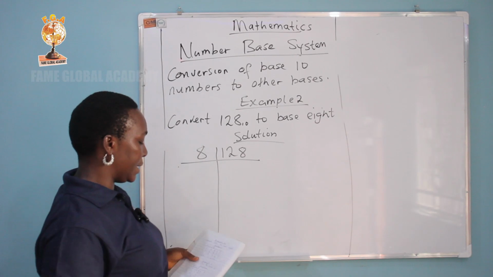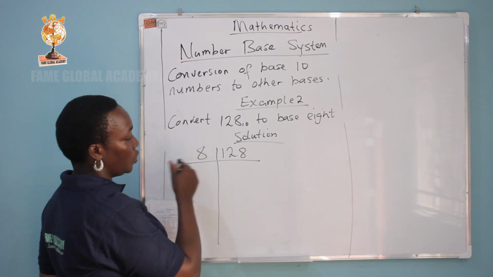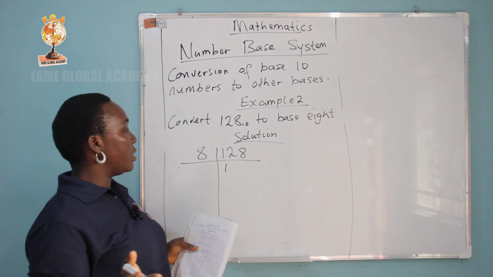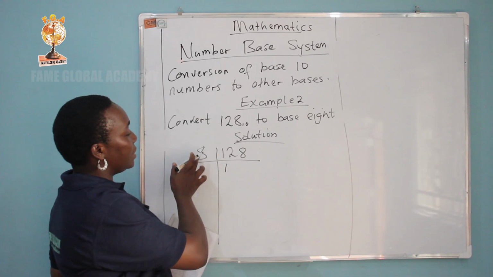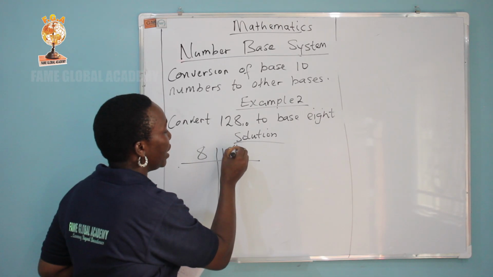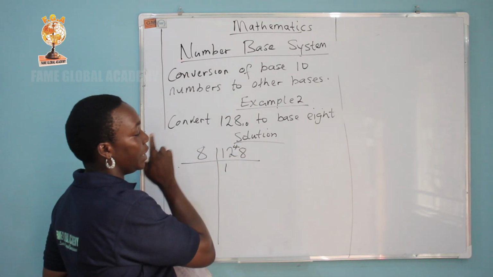128 divided by 8. First of all, take 12. 12 divided by 8 will give us 1. Remember, when you subtract, 1 times 8 is 8, 12 minus 8 will give you 4. So remember 4. You put the 4 here, and it will now be 48.